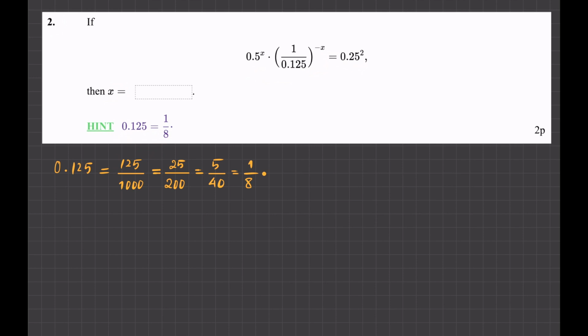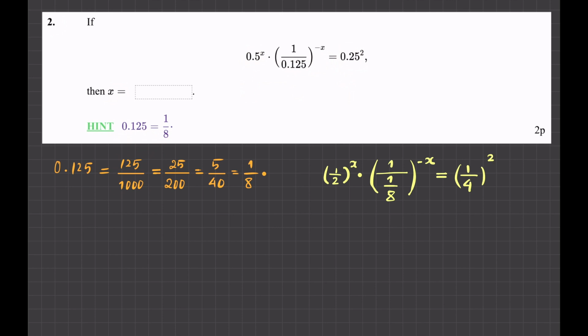So having that in mind, I will start doing it. Instead of 0.5, I can write 1 over 2. Instead of 0.125, I can write 1 over 8. And instead of 0.25, I can write 1/4. So let me write this here for you. This becomes 1 over 2 to the power of x multiplied by 1 over 8 to the power of minus x. And on the right hand side, it becomes 1 over 4 to the power of 2.